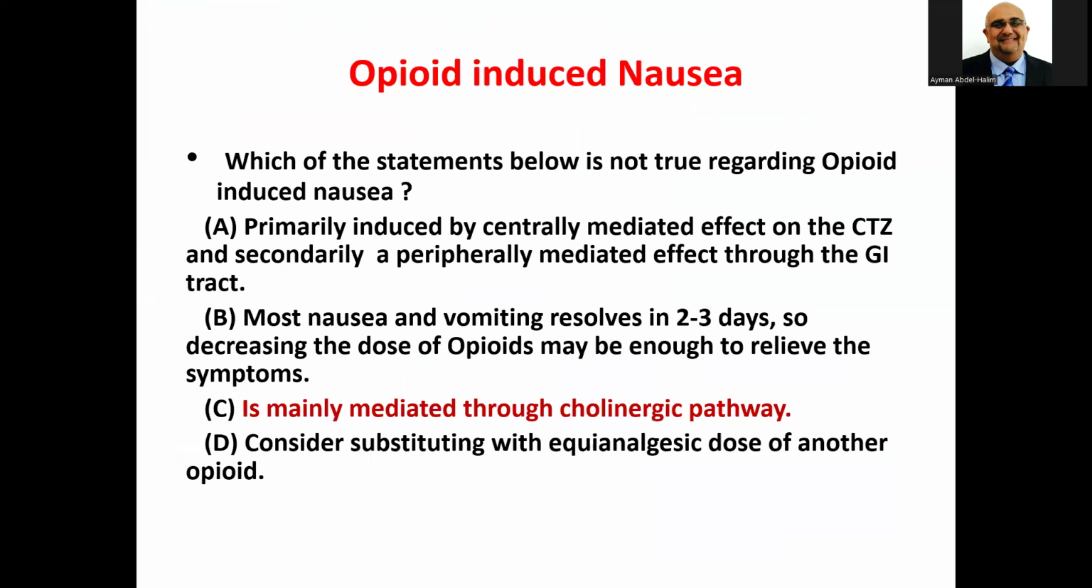Which statement below is not true regarding opioid-induced nausea? It's mainly mediated through the cholinergic pathway. No, the main pathway is the chemoreceptor trigger zone. Most nausea and vomiting resolves in 2 to 3 days, and this is correct. So decreasing the dose of the opioids may be enough to relieve the symptoms, but if you cannot really get rid of the nausea from the opioids, you have to do opioid rotation.